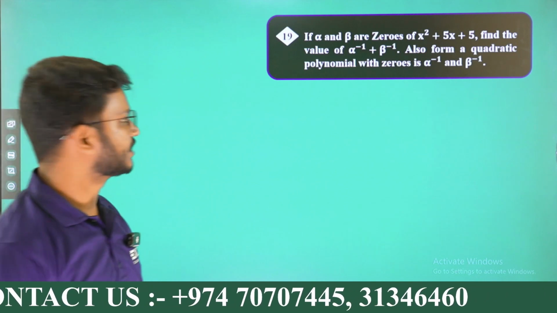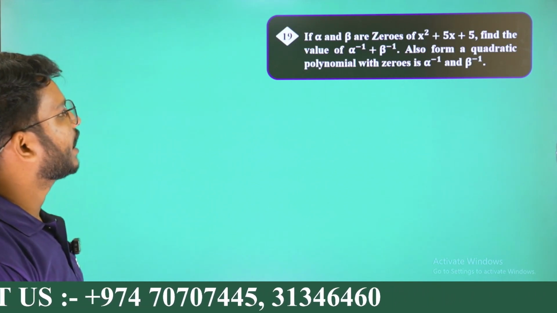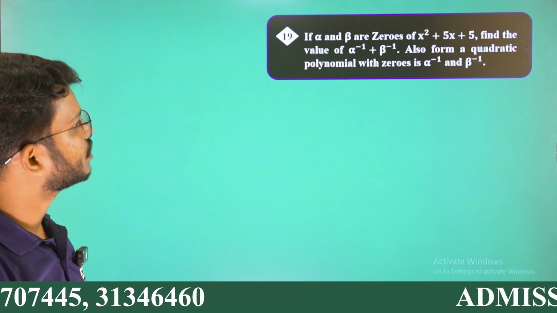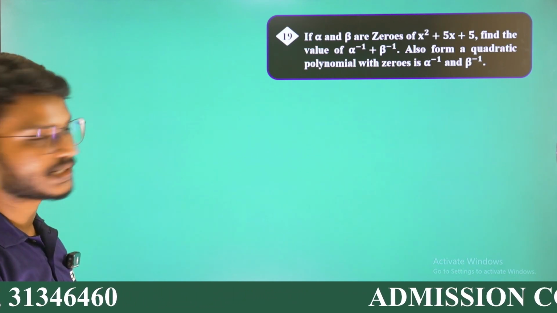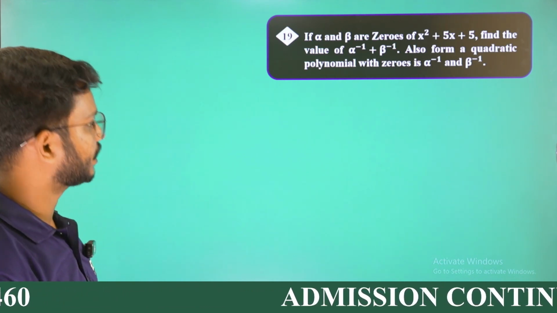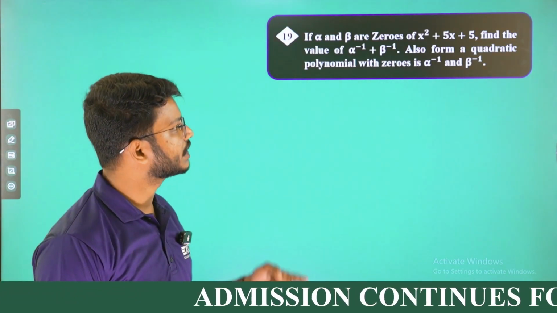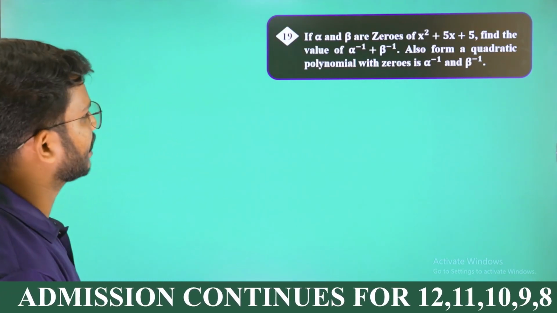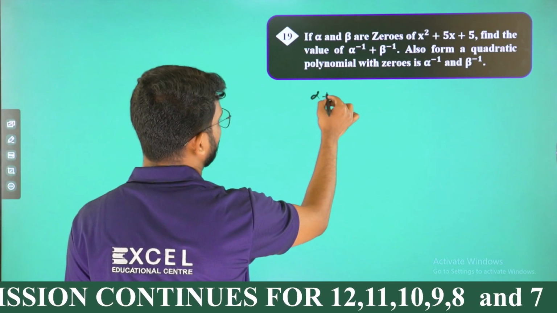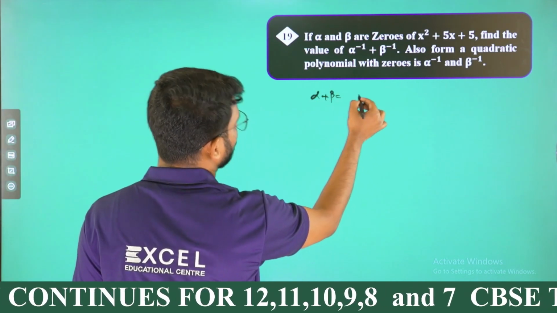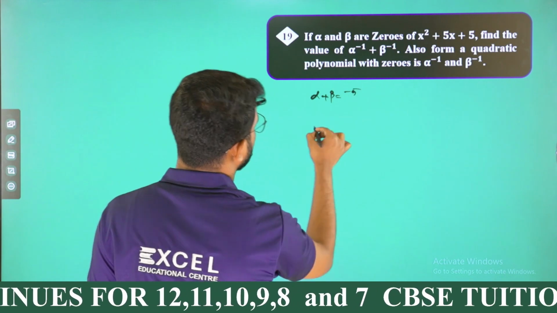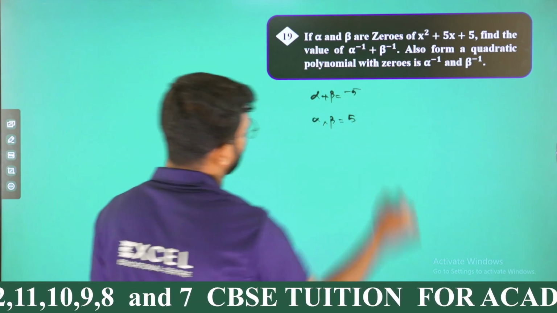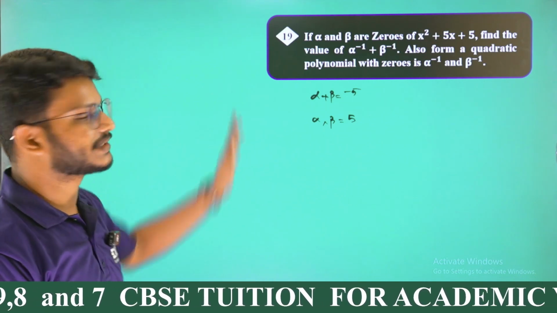The 19th one. If alpha and beta are zeros of x square plus 5x plus 5, find the value of alpha inverse plus beta inverse. Also, form a quadratic polynomial with zeros alpha inverse and beta inverse. Anyway, let's solve. Before that, we can list alpha plus beta, which is equal to minus b by a, so minus 5. And alpha into beta is equal to c by a, which is 5. First of all, we can list this one.